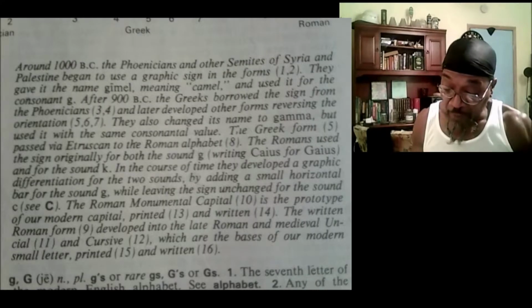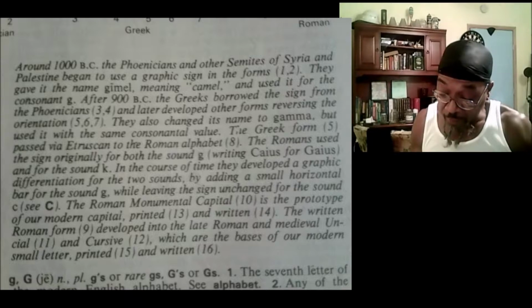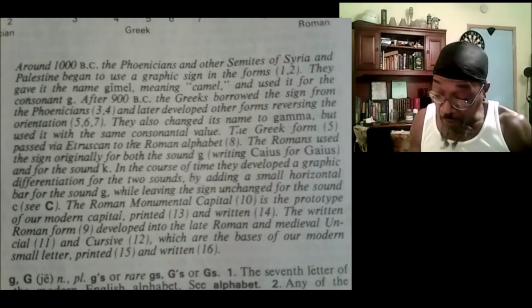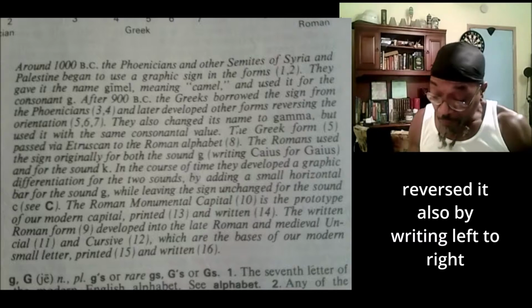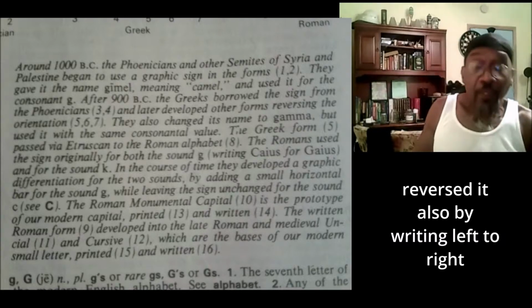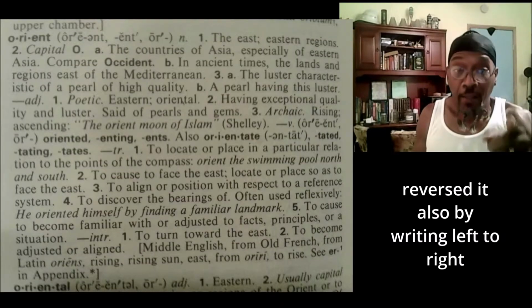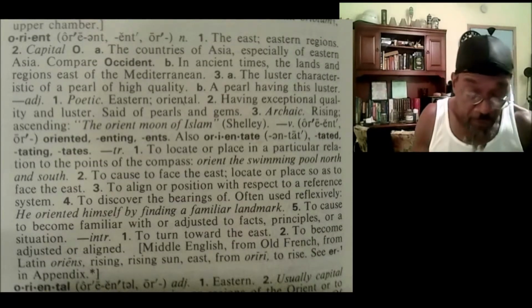Around 1000 BC, the Phoenicians and other Semites of Samaria and Palestine began to use the graphic sign for the forms 1 and 2. They gave it the name Gimel, meaning camel, and used it for the consonant G. After 900 BC, the Greeks borrowed the signs from the Phoenicians and later developed other forms, reversing the orientation, 5, 6, and 7. So they turned it from one way to another. Now right here, we're finna go see what orientation means.